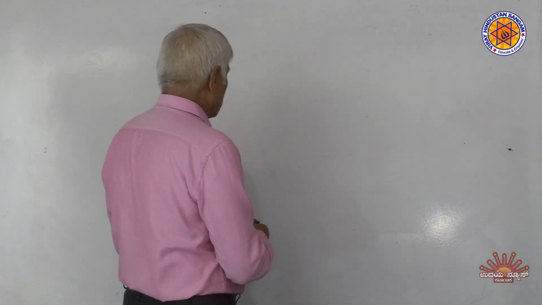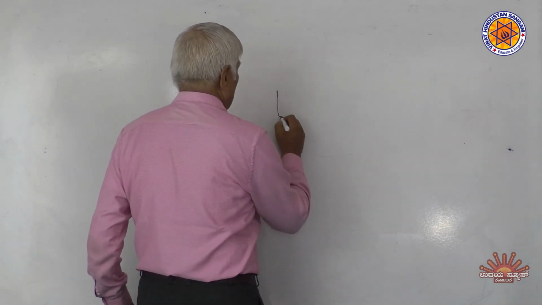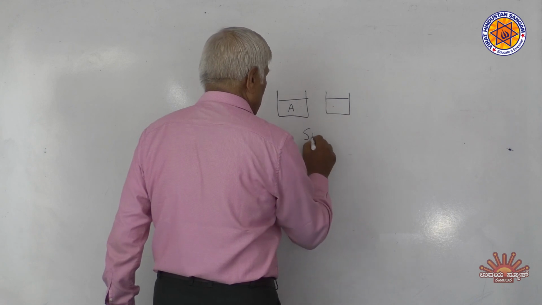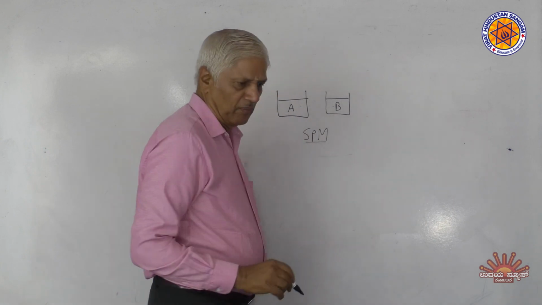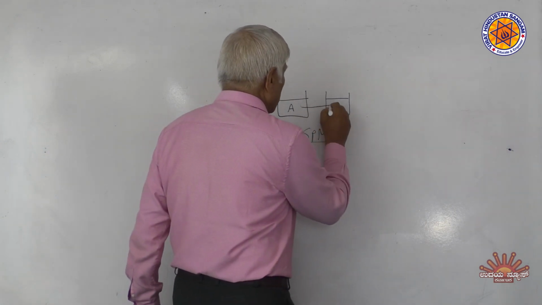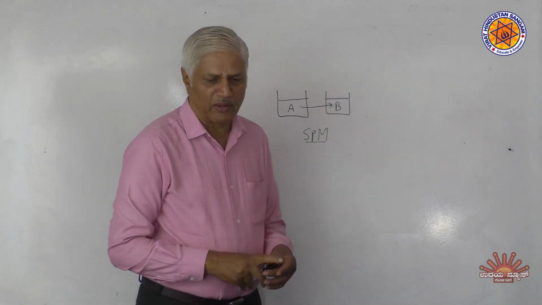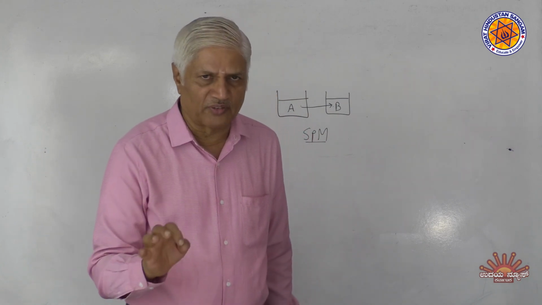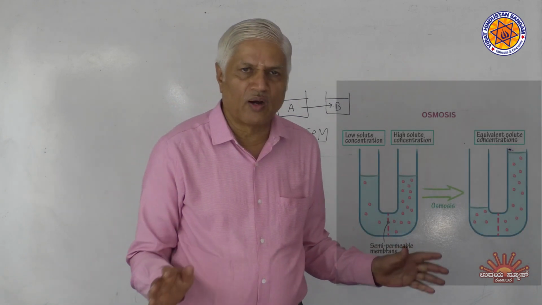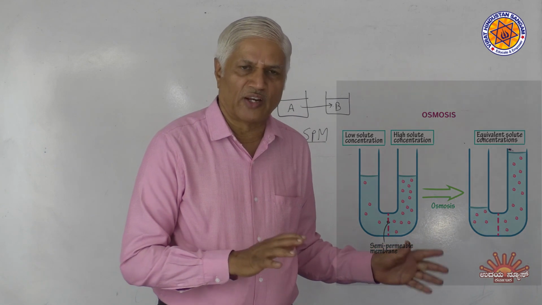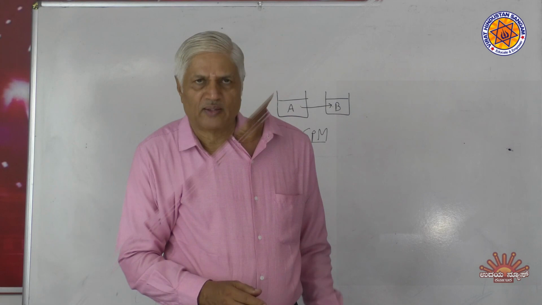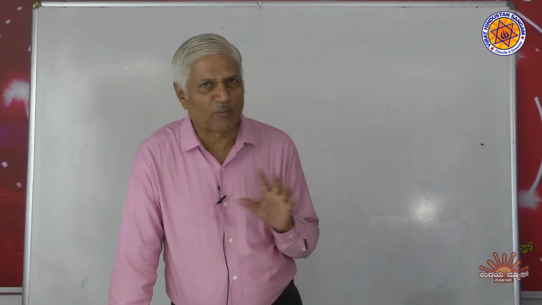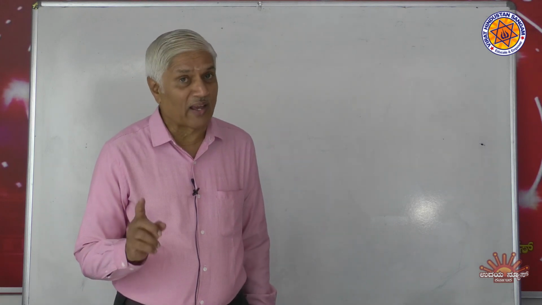Yes, we have two solutions, solution A and solution B. When these two are connected by a semi-permeable membrane, the solvent flows from A to B. Semi-permeable membrane, etc., you must be knowing. Look, one thing you remember. During osmosis, recollect what is osmosis? Flow of solvent from one solution to another. Only solvent flows from the dilute to concentrated solution, not from concentrated to dilute. That you must be very careful.